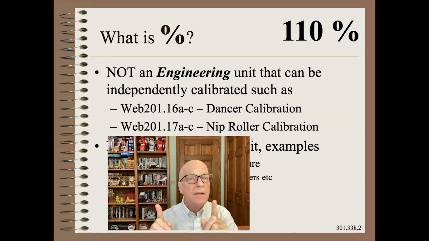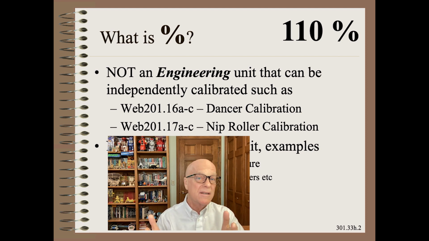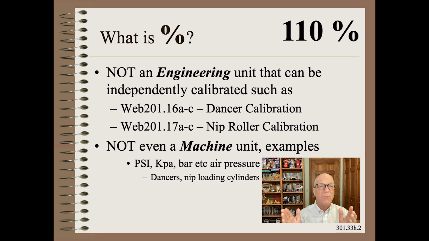However, when we see percent on our machines, it is seldom an engineering unit that can be independently calibrated, such as we can and should do for both dancers and nip rollers, when the machine builder has not done that for us. Not only is percent not an engineering unit, it isn't quite even a machine unit. Examples of a machine unit are air pressure on the nip loading cylinder. We could and should calibrate those systems in proper engineering units, as just mentioned.